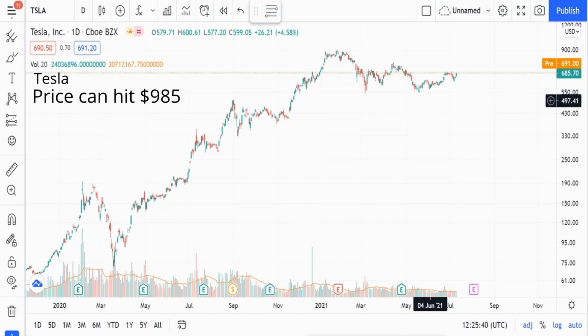Everyone, welcome back. Today we're going to discuss Tesla. If you look at this chart, we have an interesting pattern that will actually give you a lot of profit. So this is what we're going to discuss in this particular video.